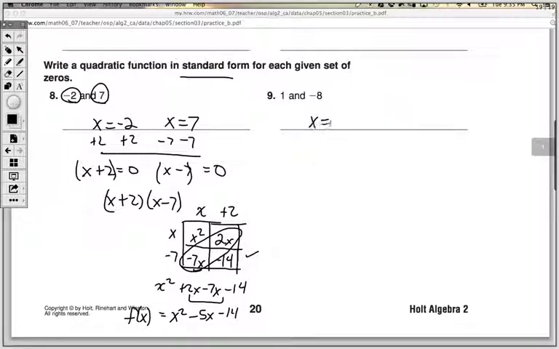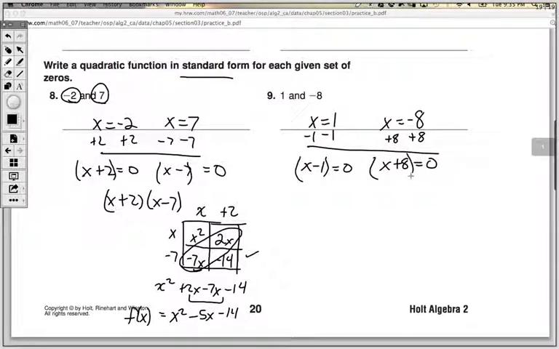Okay, so for this last one, same idea. We start out with x equals 1 and x equals negative 8. So we got to do some algebra to work backwards. I'm going to subtract 1, add 8. That gives me x minus 1 equals 0 and x plus 8 equals 0. Then I got to multiply those. So x minus 1 times x plus 8.